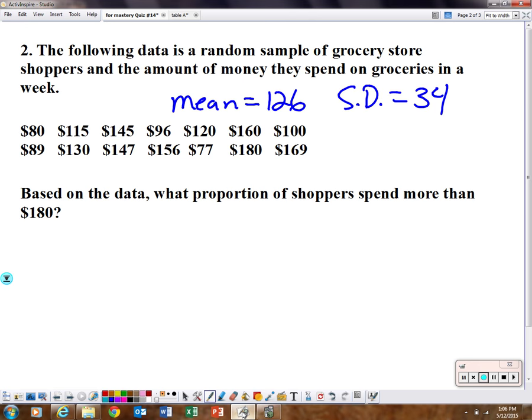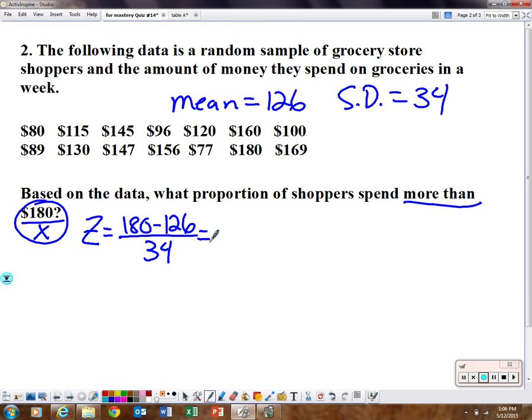All right, so based on the data, what proportion of shoppers spend more than $180? That's our x. The 180 is our x. So we got to go z equals 180 minus 126 divided by 34 equals, well, 180 minus 126 is 54 divided by 34.